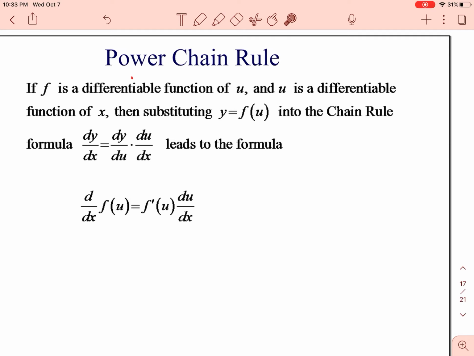So let's say I have the derivative with respect to x of some function f of u. Well, we're taking the derivative with respect to x, but this is not plain old x, is it? It's a u. So the chain rule says take the derivative of the outer function, so it's f prime of u, and then times the derivative of the inner function, which is going to be du/dx, because we're taking it with respect to x.